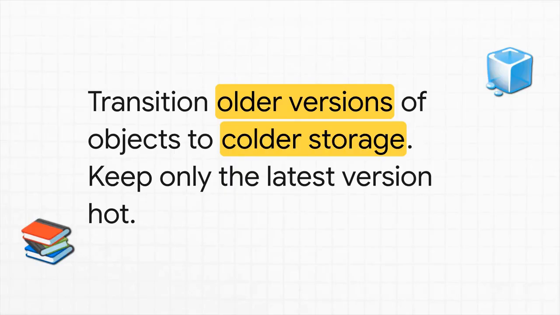Okay, policy number 2. Now, this one's a really big deal for anyone who enables object versioning, to protect yourself from accidentally deleting or overwriting files. Transition older object versions to colder storage. Think about it. If you're keeping multiple versions of a file, you probably only need the most recent one to be instantly available, right? This rule automatically moves all those non-current older versions to cheaper storage. This can save you a ton of money.